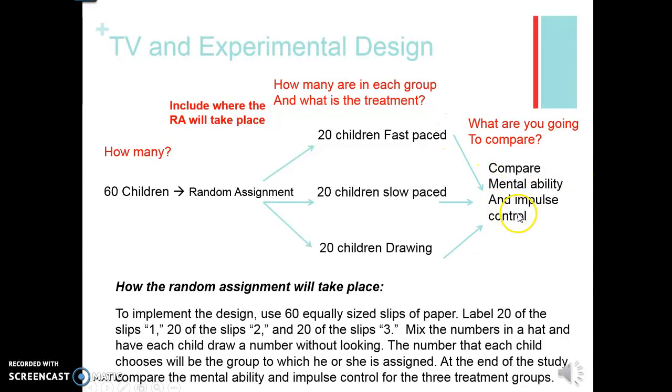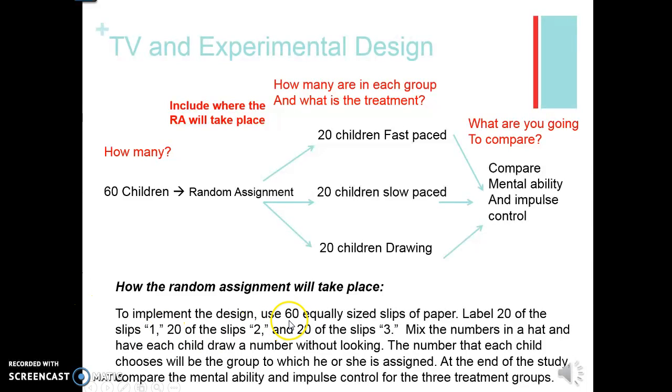We're comparing the mental ability and impulse control. Don't just say compare, because if you say compare and somebody's reading this, they have literally no idea what you're talking about. And then this right here, notice this was not included in the directions, how the random assignment will occur or will take place, but you need to include that. You have to understand that that's just automatically part of the directions.